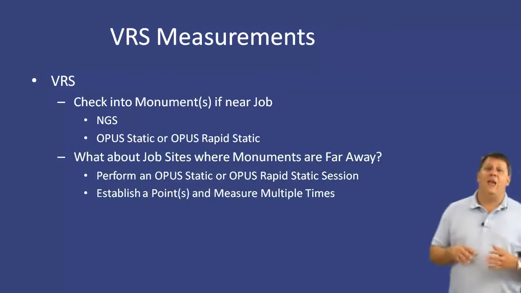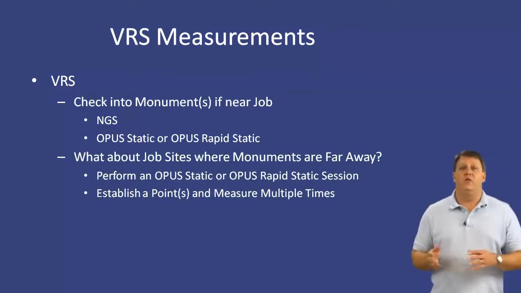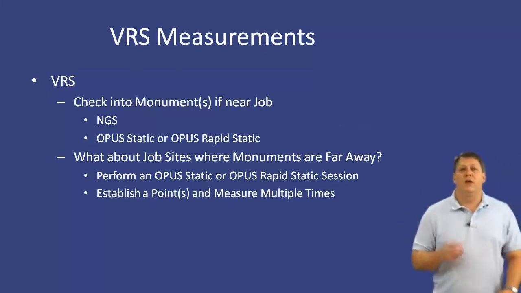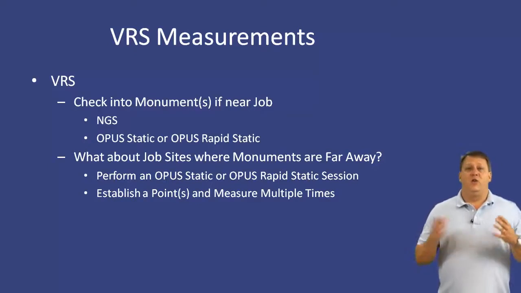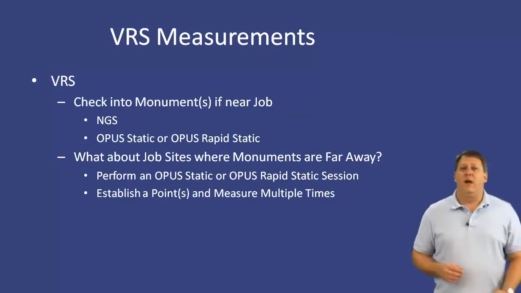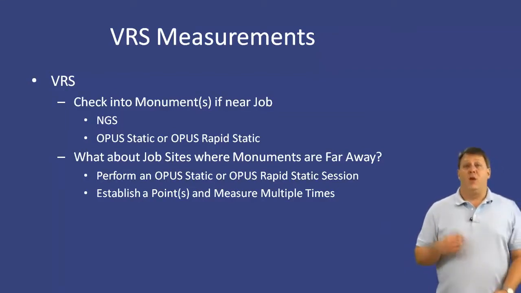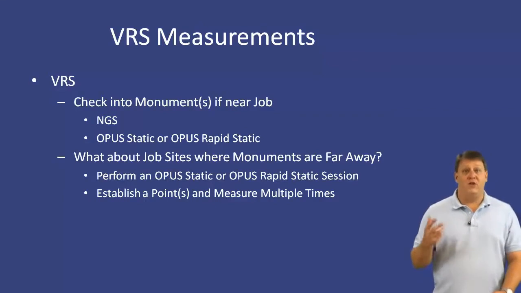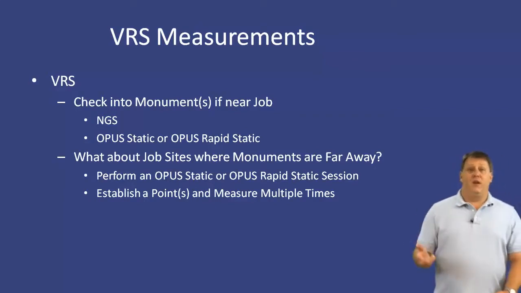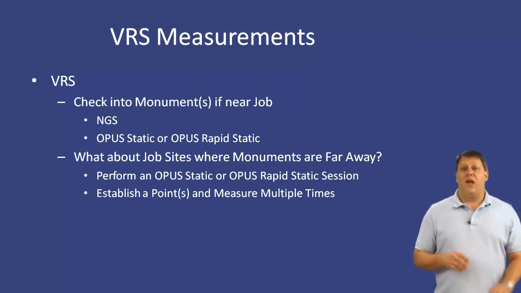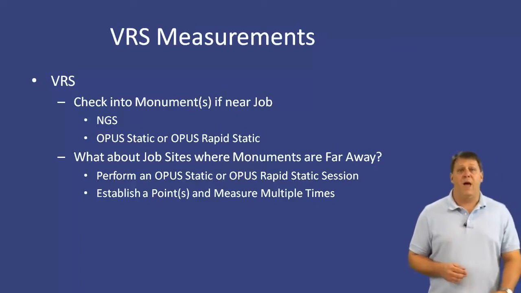So how do we handle that type of scenario? Well, the first thing that would be recommended, if your nearest monument is, let's say, 5, 10, 15 miles away from your job site, is possibly to perform an OPA static or a rapid static solution, and then use your VRS to check into that. If everything works and checks, then you could use your positional accuracy from your static and rapid static solutions to put on any type of seal or certifications for your maps.